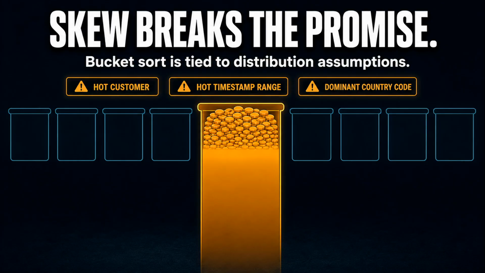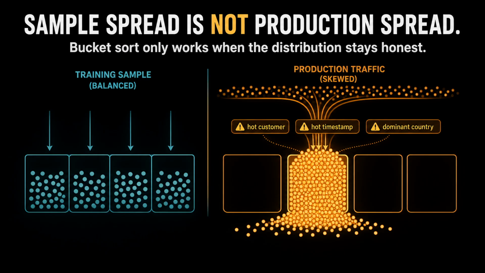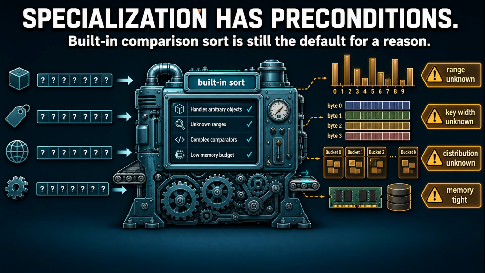Take a concrete case. The benchmark uses evenly spread random values. Then production traffic is not that polite. Exactly. For example, after launch, real traffic has one hot customer, one hot timestamp range, or one country code dominating the dataset. And the bucket layout slows into one giant bucket wearing a costume. That is the production-shaped failure. Wishful distribution. That is the lesson.